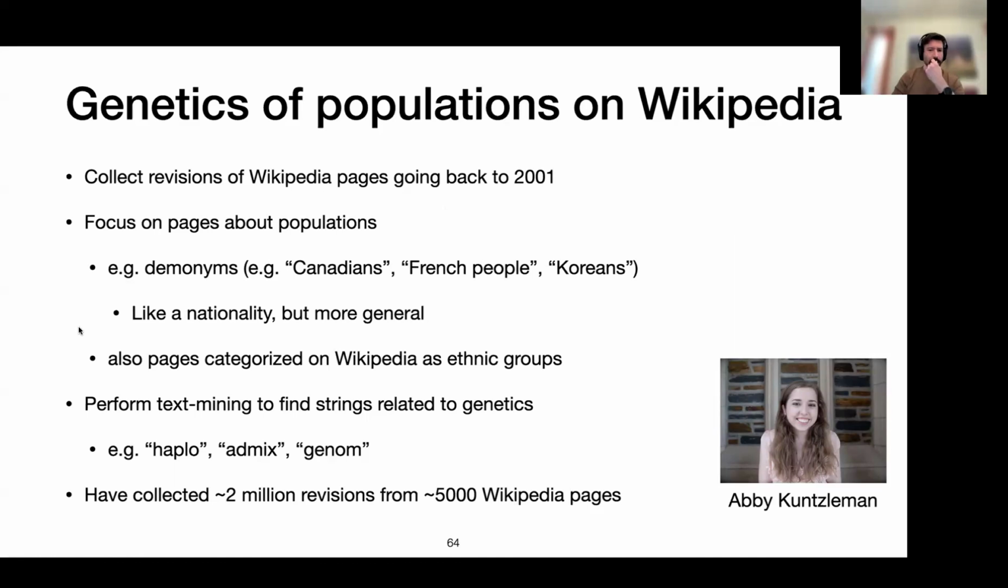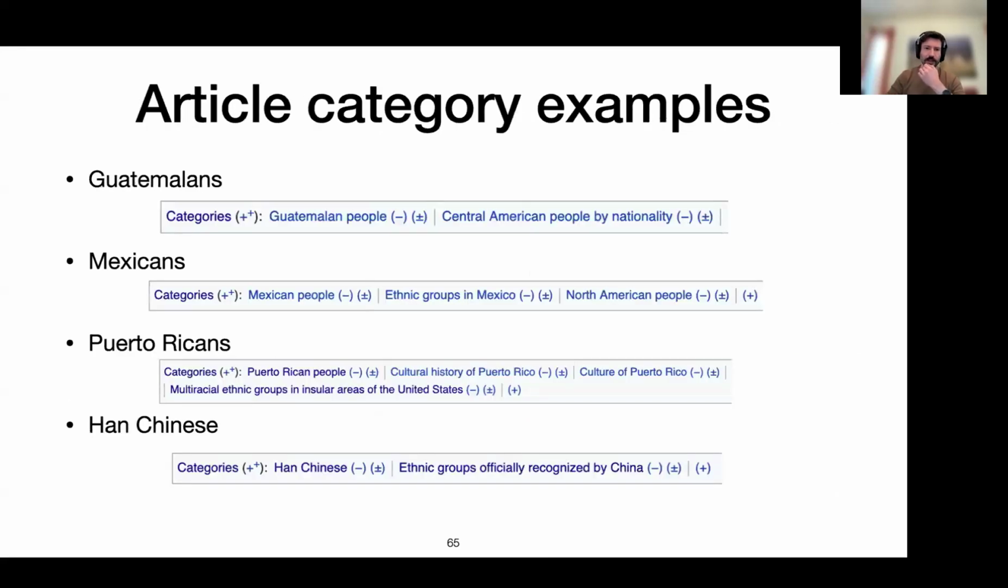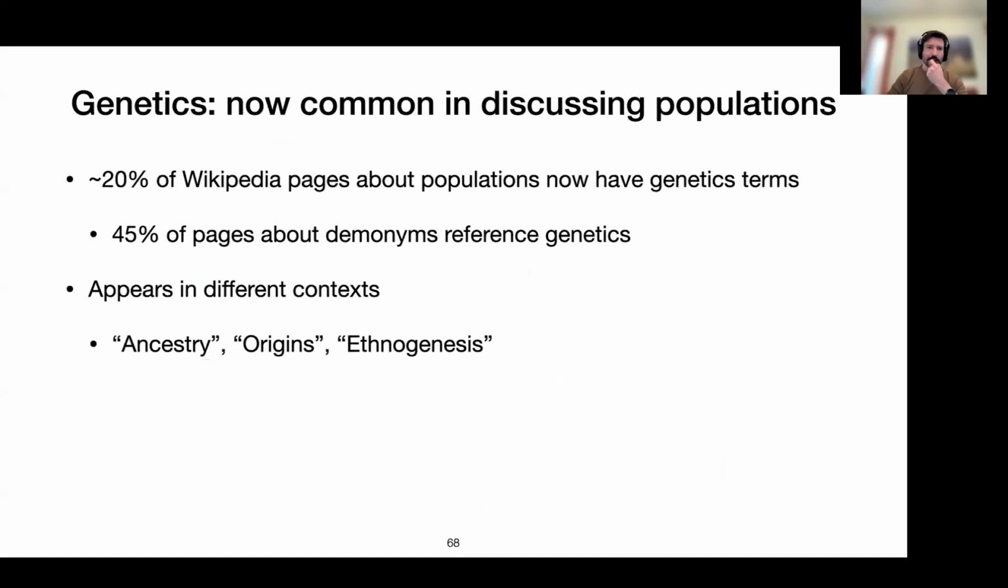And we looked at all the pages that were also categorized on Wikipedia as ethnic groups. Then we performed text mining on strings to look for genetics-related words, so things like haplo, admix, genome. We collected about 2 million revisions from 5,000 Wikipedia pages. I can skip through this in a moment.